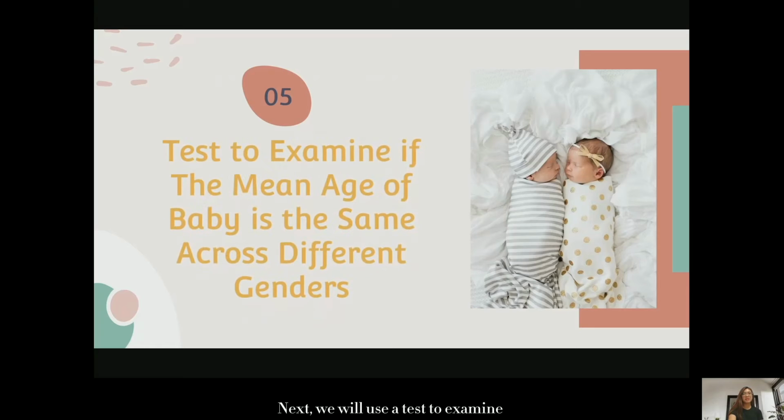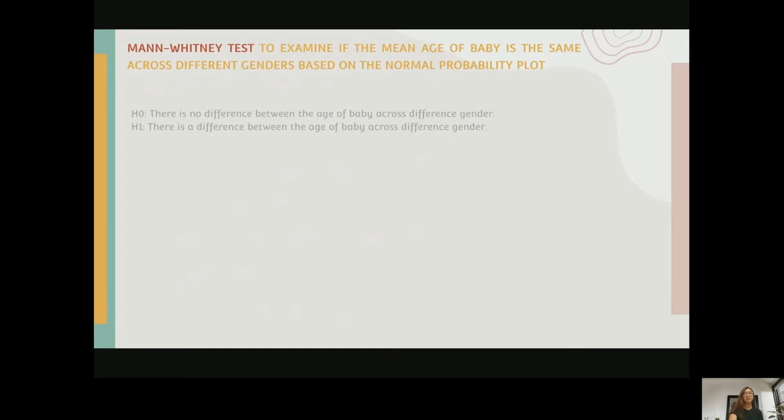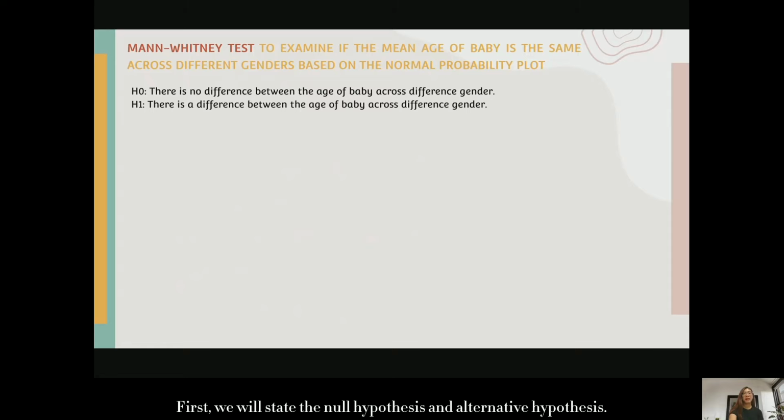Next, we use a test to examine if the mean age of baby is the same across different genders. Since the normal probability plot of baby age shows it is not normal, we need to use a non-parametric test to test the relationship between baby age and genders. In this test, we use the Mann-Whitney test to examine if the mean age of baby is the same across different genders. First, we state the null hypothesis and alternative hypothesis.